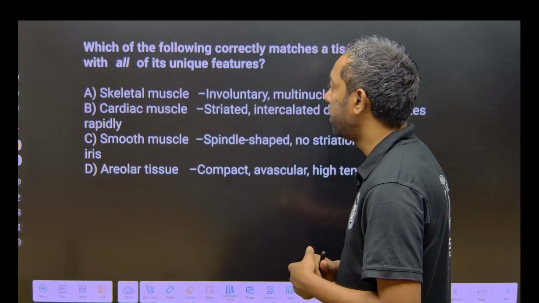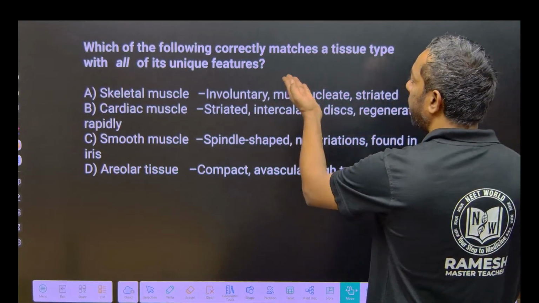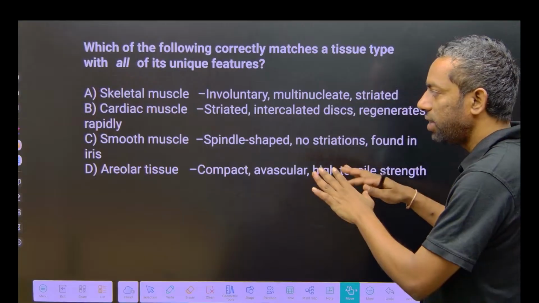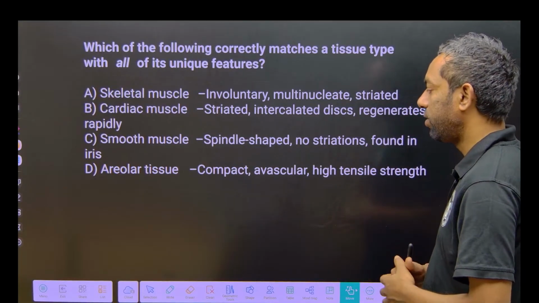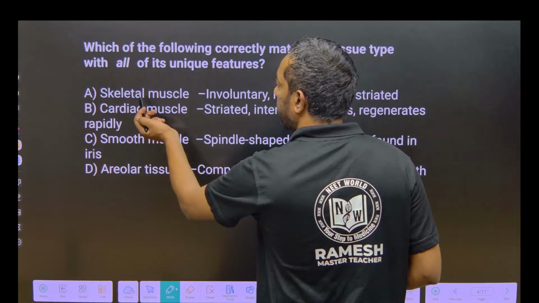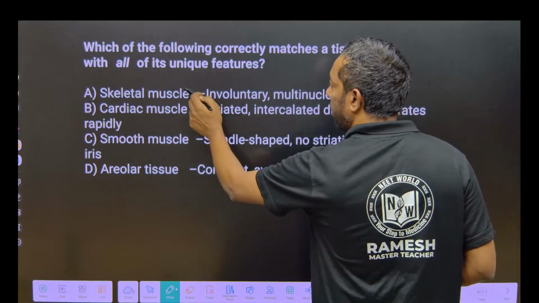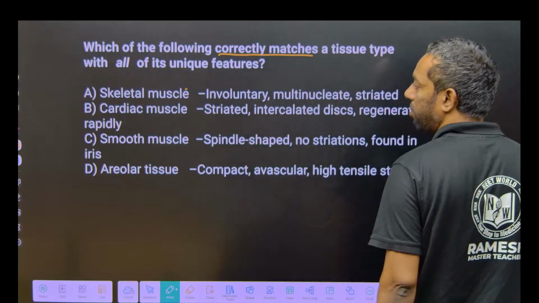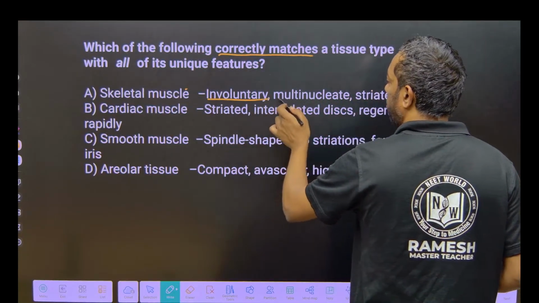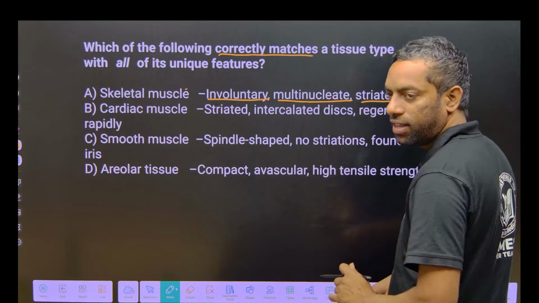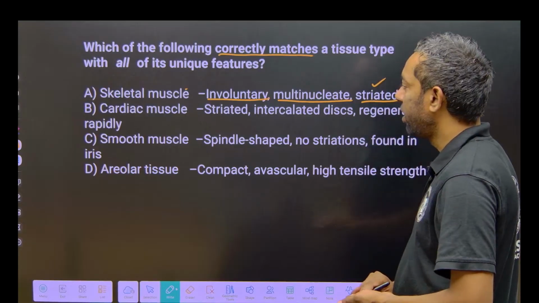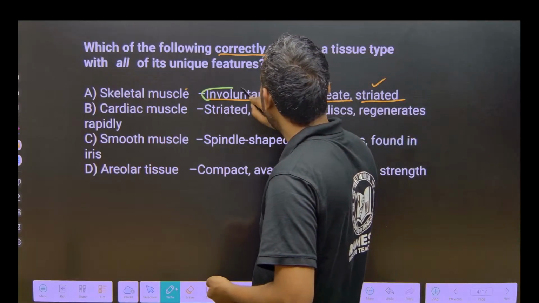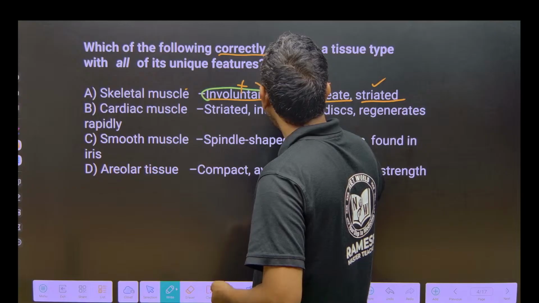You have to read them once after this class. Which of the following correctly matches tissue type with all unique features? These are the tissues and their unique features. Skeletal muscle: involuntary, multinucleated and striated. Skeletal muscle is striated, okay. It is a multinucleated syncytium. Is it involuntary? No, it is wrong. It is voluntary.